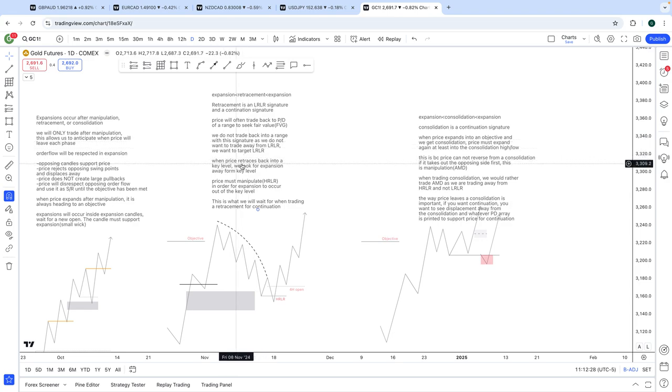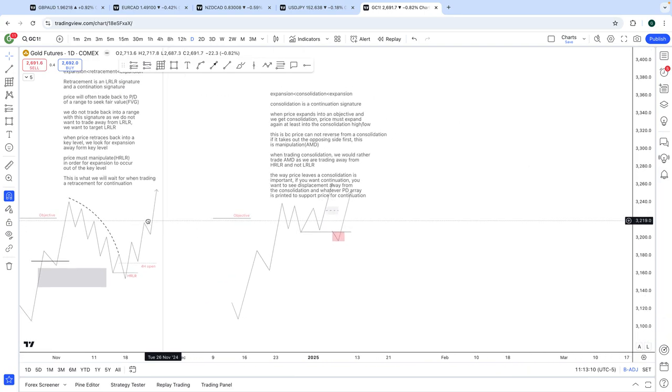When price retraces back into a key level, we look for expansion away from the key level, right? So internal range liquidity, right? Price must manipulate, create high resistance liquidity, in order for expansion to occur out of the key level. So if you ever want to trade retracement into expansion, internal range to external range, we must manipulate, right? And we want to have that expansion candle on our side, because we expand after manipulation. But again, we'll get into that later. This is what we will wait for when trading a retracement for continuation. We're going to wait for this manipulation to occur out of this key level.